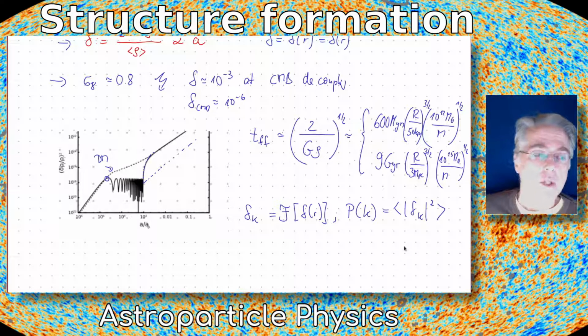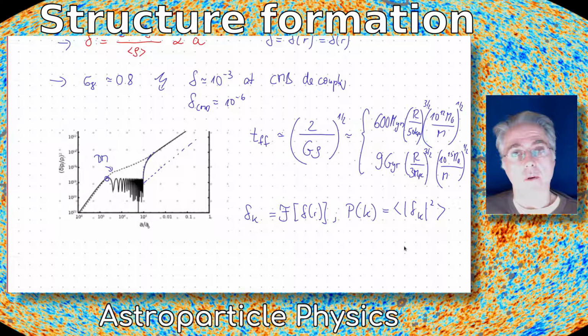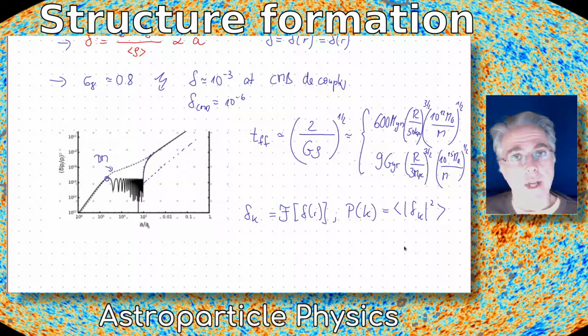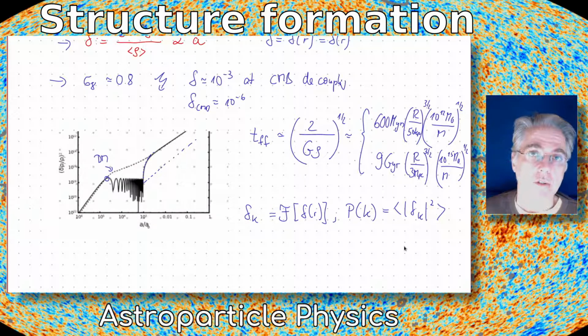And this is often used as a measure, a way of looking at how structures form or evolve in spatial modes of k. Large wave numbers of k indicate small scale structures, and vice versa. Small values of k imply large scale structures.